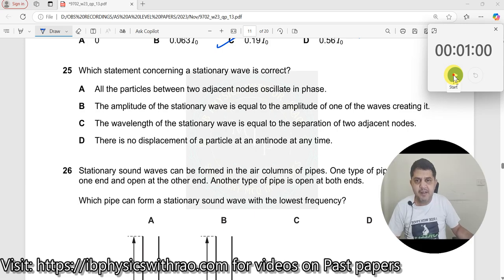Question number 25. Which statement concerning a stationary wave is correct? A: All the particles between two adjacent nodes oscillate in phase.